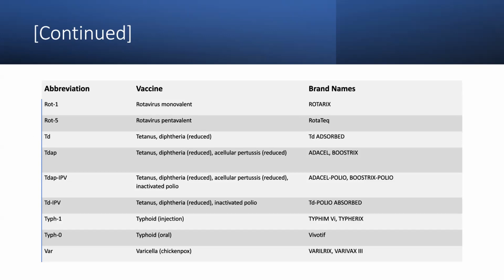Td-IPV is tetanus, diphtheria, and inactivated polio. It is Td Polio Adsorbed. Typh-I is typhoid injection: Typhim Vi and Typherix. Typh-O is typhoid oral: Vivotif. VAR is varicella or chickenpox: Varilrix or Varivax III.